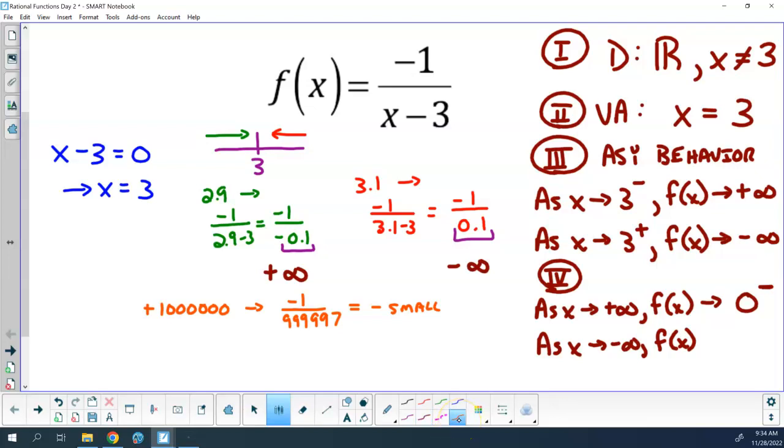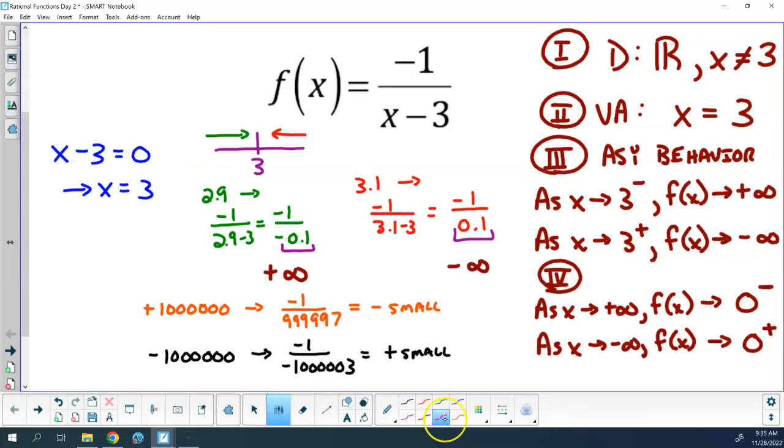Now let's flip that around, and let's say we're going to go to negative 1,000,000. Now we would have negative 1 over negative 1,000,000 minus 3, which is negative 1,000,003, and a negative divided by a negative is going to be a positive super small number. So that's going to approach 0 from above.